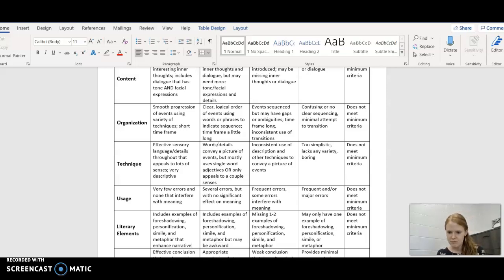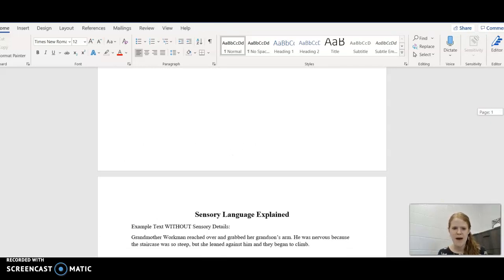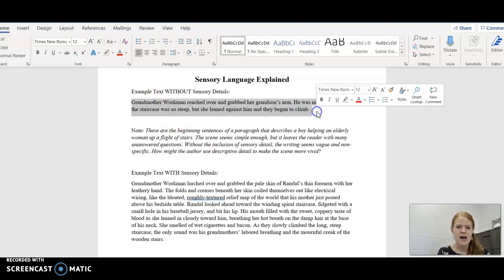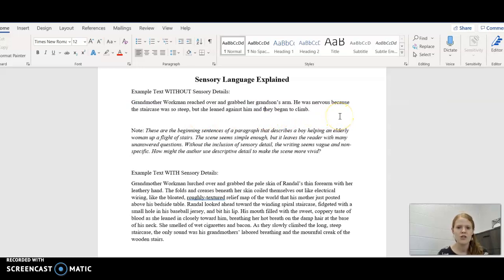All right, I also want to talk to you about sensory language, because that was a weakness in a lot of your narratives last time. To teach this, here's an example of text without sensory details. Grandmother Workman reached over and grabbed her grandson's arm. He was nervous because the staircase was so steep, but she leaned against him and they began to climb. This is the beginning of a paragraph that describes a boy helping an elderly woman up a flight of stairs. This scene is pretty simple, but it leaves the reader with lots of questions.